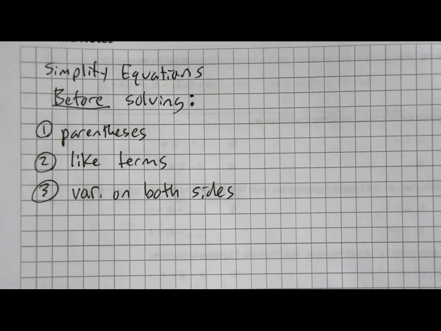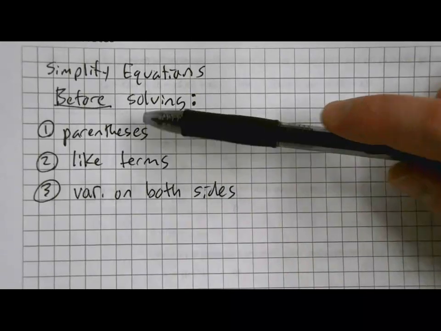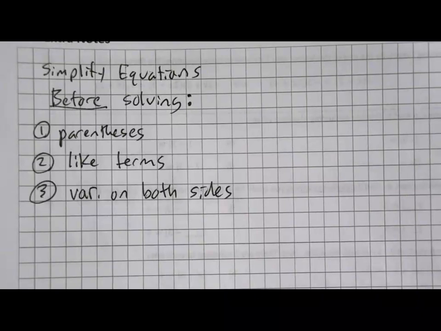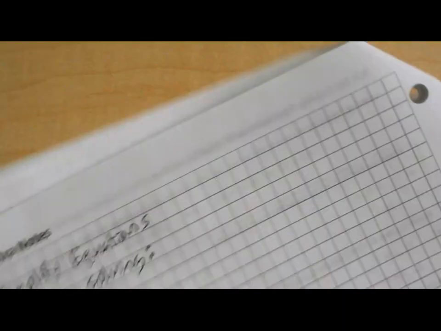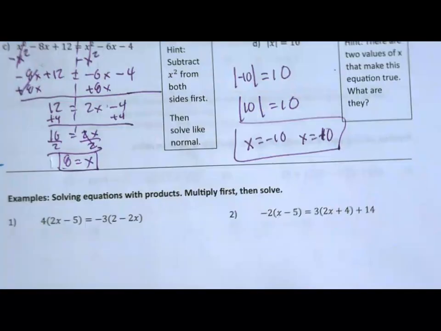So before we start solving, we want to make sure that we do not have any more parentheses, that we don't have any more like terms that can be combined together, and that we do not have variables on both sides. Once we eliminate all of that stuff, you're going to get yourself down to a simple equation that you should be able to solve in 2 steps. Always do this stuff first, okay? So as we go through our examples today, I want you thinking about these 3 steps for every problem as we approach it. So here we go.